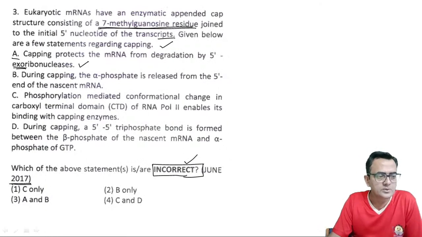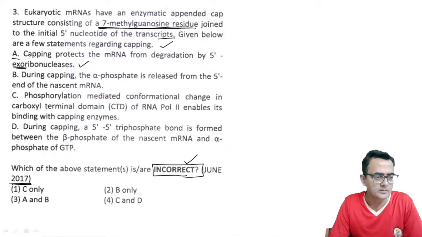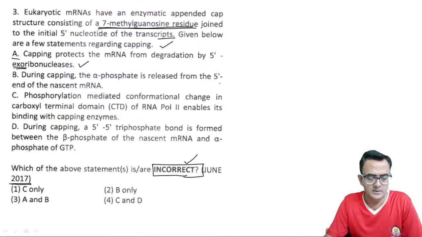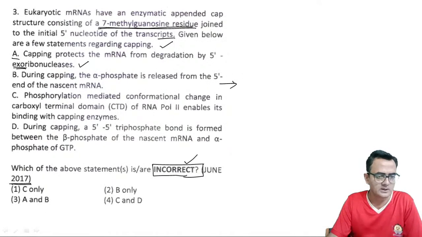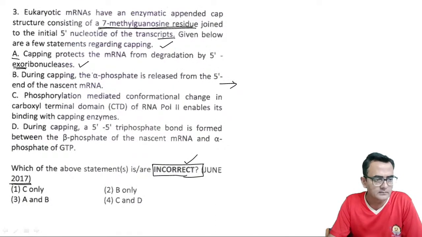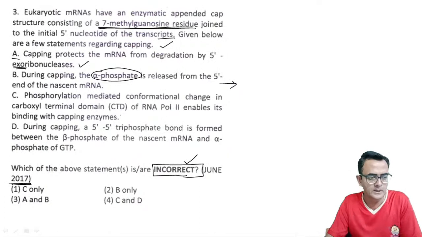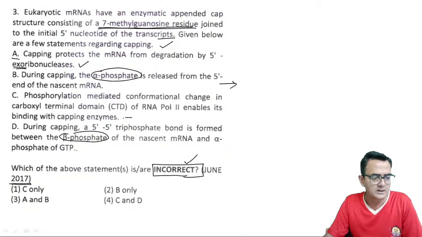Then second is, during capping, the alpha phosphate is released from the 5' end of the nascent mRNA. We will discuss this a little later with a pictorial representation. Here they are saying alpha phosphate is released during the capping. Third statement is, phosphorylation-mediated conformational change in the carboxyl terminal domain CTD of RNA polymerase 2 enables its binding to the capping enzyme. We again discuss here. Then during the capping, a 5' triphosphate bond is formed between the beta phosphate of the nascent mRNA and the alpha phosphate of GTP. We discuss again.